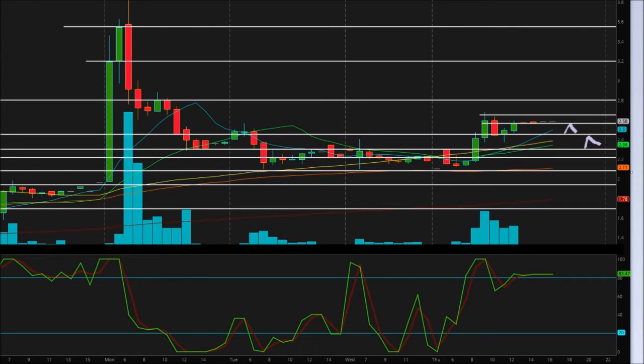So that first area of support is going to be $2.55. The next area of support is going to be $2.45. This one down here and then this one down here, that's going to be $2.30 and then $2.21. So those are our areas of support that are pretty close.